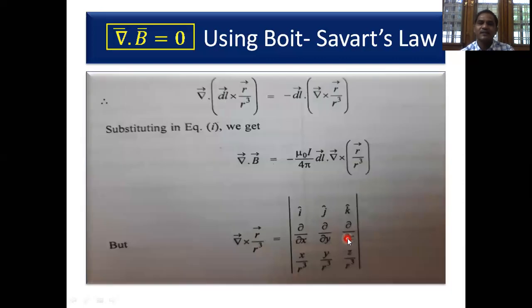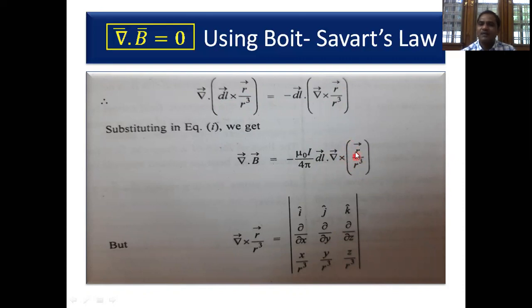So coming to the next slide, we are writing that one. First, let us simplify that term. Del bar dot (dl bar cross r bar by r cube) equals minus dl bar dot (del bar cross r bar by r cube). So del bar dot B bar equals what? Mu naught I by 4 pi dl bar dot, so this value is substituted here. Again, let us simplify this term, the curl of r bar by r cube.